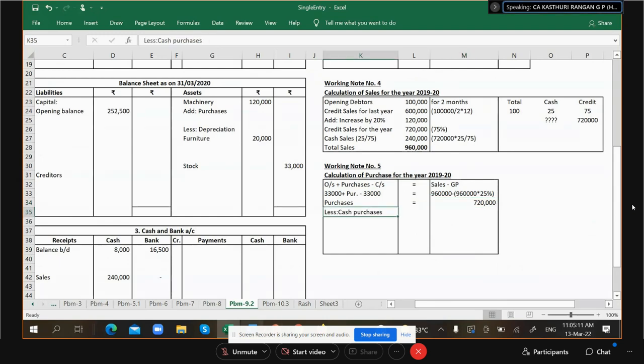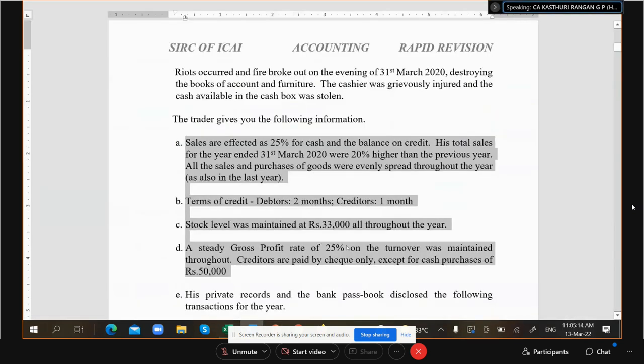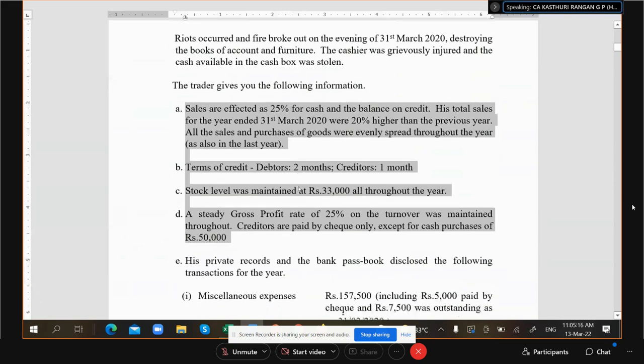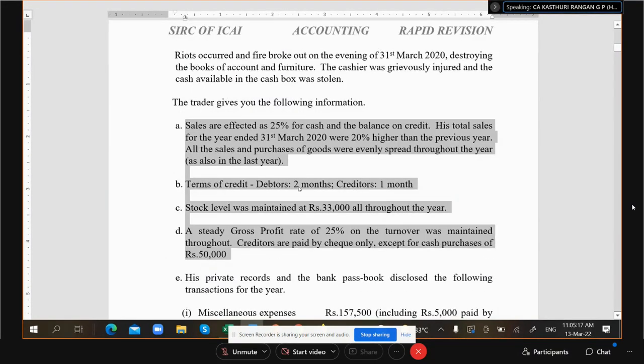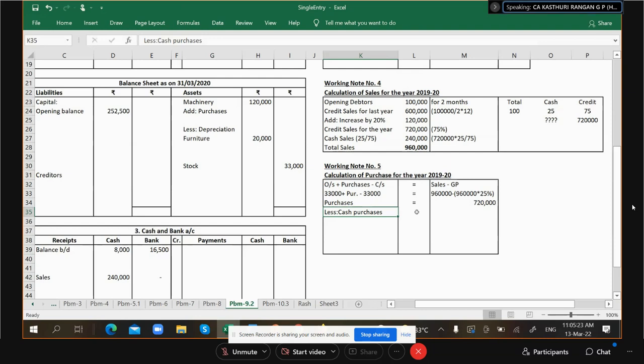But you remember in this problem it is given cash purchase is 50,000. Where is the cash purchase given in the question? See, cash purchase 50. So total purchase 720 minus cash purchase will get the credit purchase for the year, that is 670. You got the credit purchase, you got the cash purchase. Now tell me, where will you put the cash purchase? Where will you put the credit purchase?